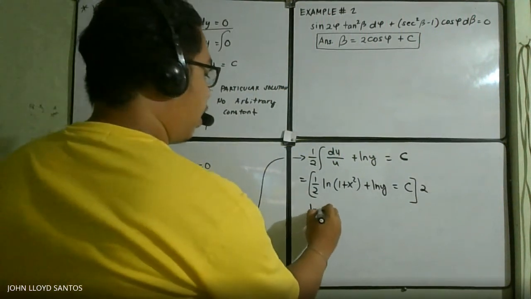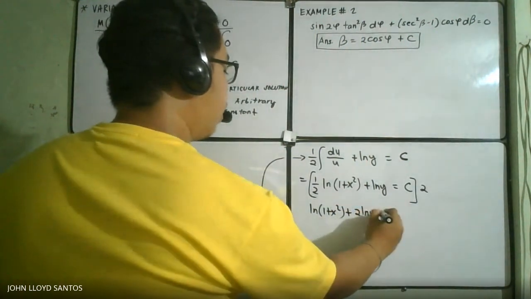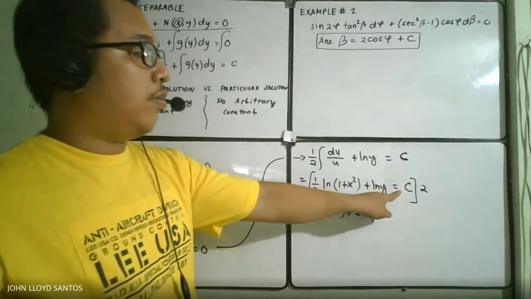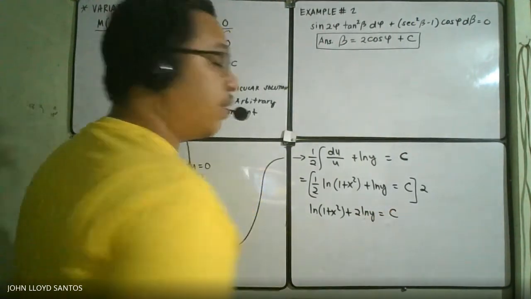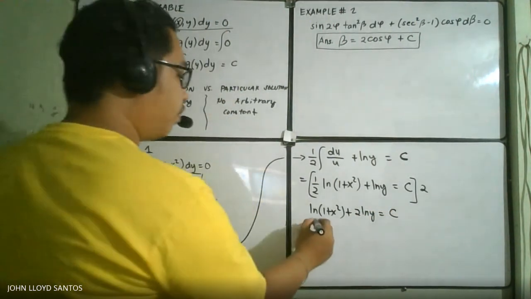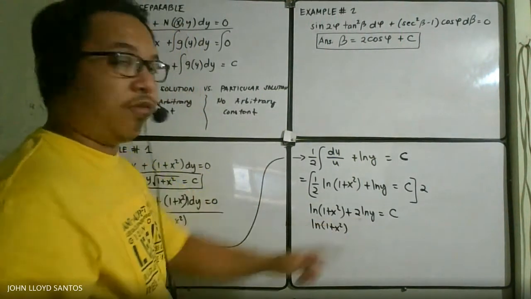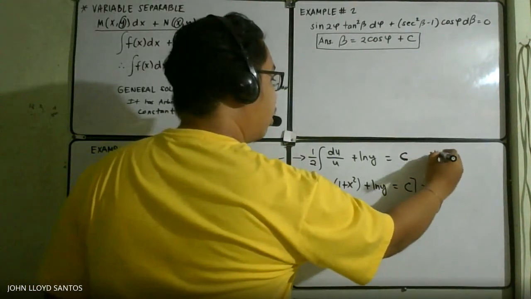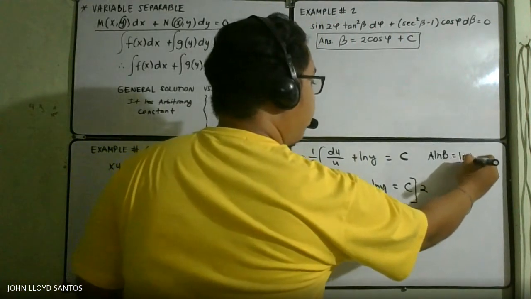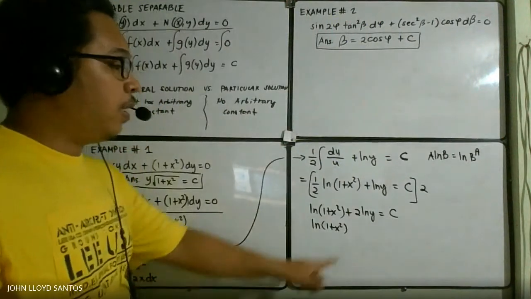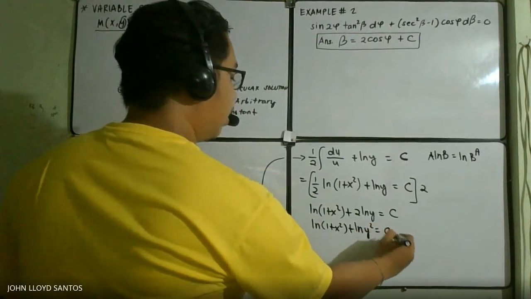So, we have 2 ln 1 plus x squared plus 2 ln y is equal, no? A constant multiplied by a constant, it's still constant. So, we can say it is still c. So, by laws of logarithm, we can say that ln 1 plus x squared, no? Kung makikita natin, if you have a ln b, no? Meron siyang katabing numerical coefficient. So, we can say that ln b raised to a. So, magiging exponent na yung katabi, no? So, we have 2. So, we can say that this is ln y squared equals c.